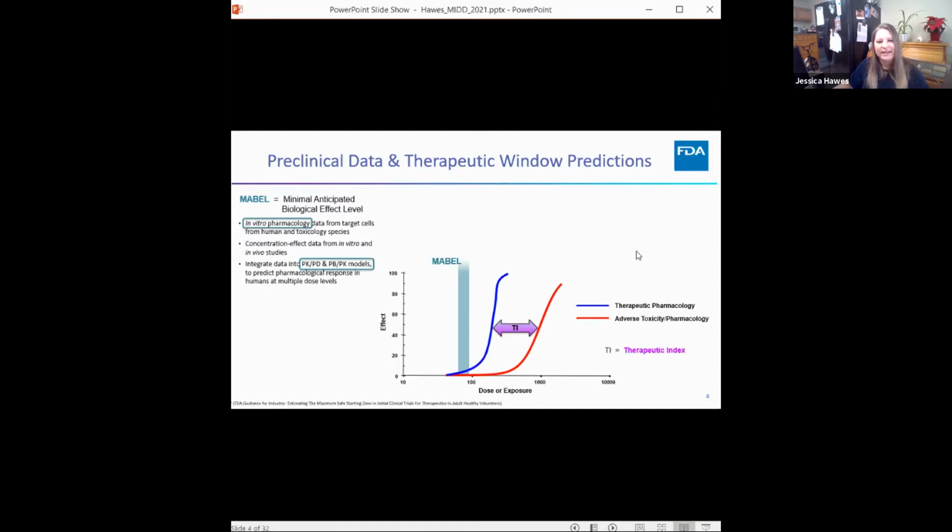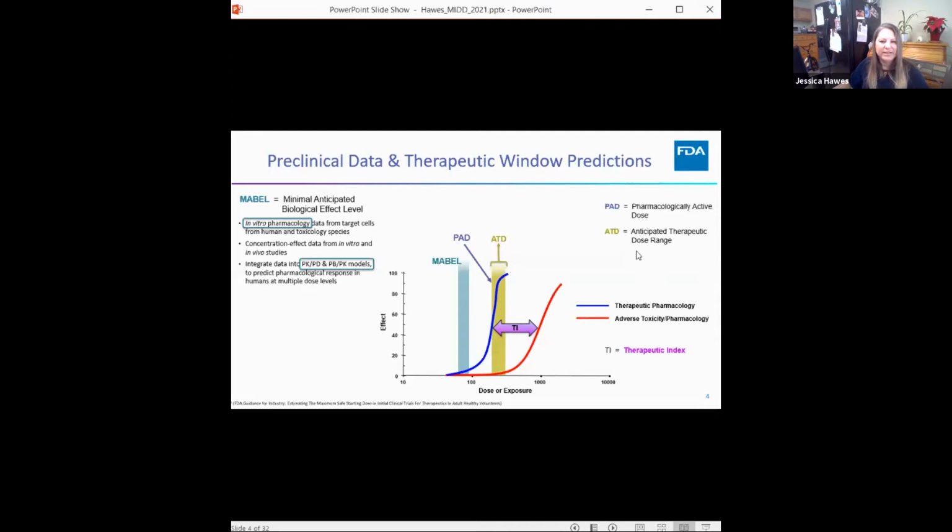predicted based on preclinical data, including in vitro pharmacology data from target cells and from human and toxicology species, from concentration effect data from in vitro and in vivo studies, PK and PK/PD and PBPK modeling. The ATD, anticipated therapeutic dose, is the predicted range of doses that are likely to result in 50% to 100% of pharmacological activity.